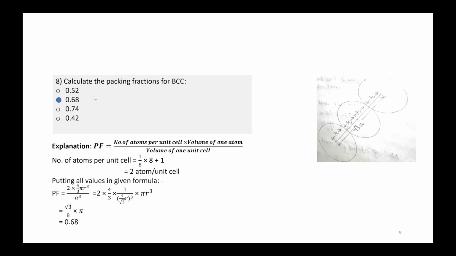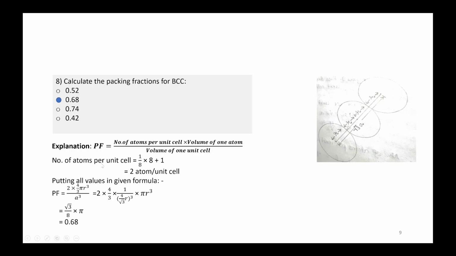Question 8 is, calculate the packing fraction for BCC. Your options are 0.52, 0.68, 0.74 and 0.42. Answer will be 0.68. Now we can calculate packing fraction by number of atoms per unit cell times the volume of one atom divided by the volume of the entire unit cell. The unit cell is cubic, so a cube will be the volume of the unit cell.